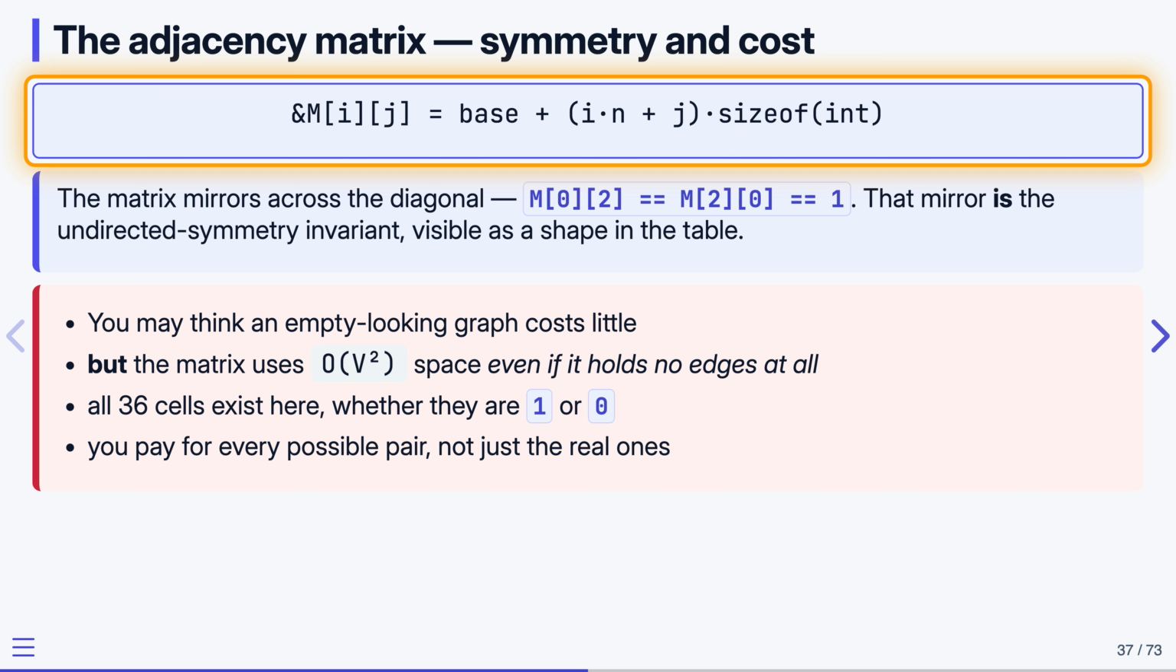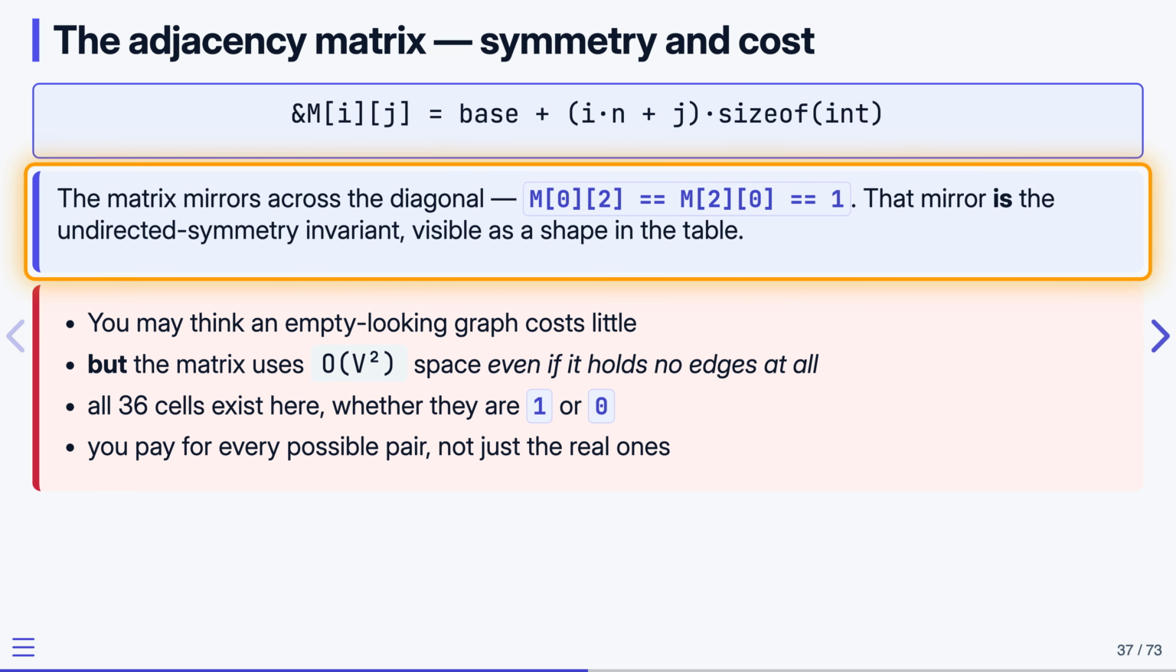Because the matrix is stored row by row, the address of any cell is simple arithmetic. The address of M at row I, column J is the base address, plus the quantity I times n plus j, times the size of one int. That is chapter 2's address idea in 2 dimensions.